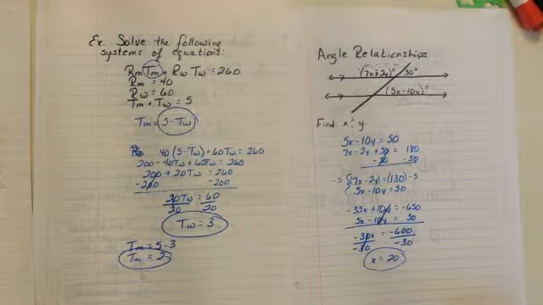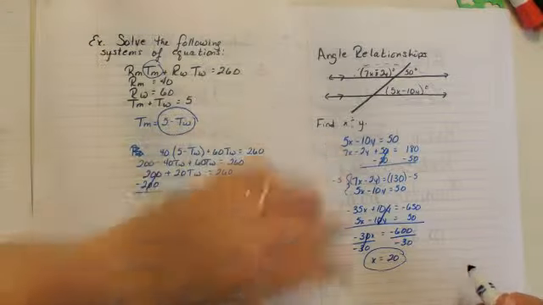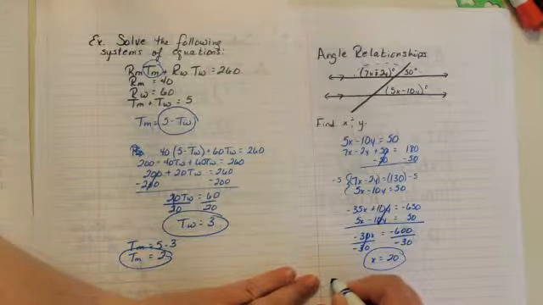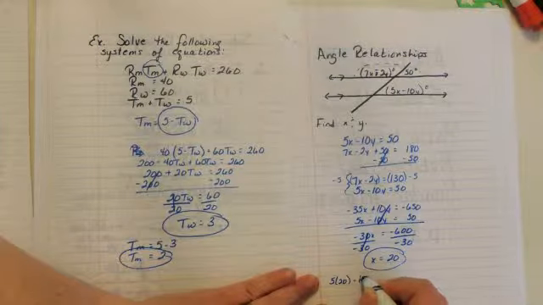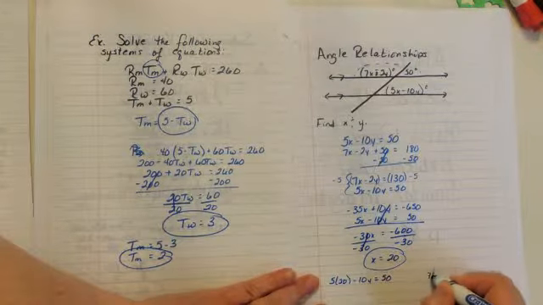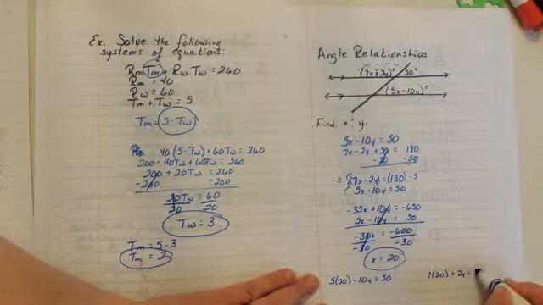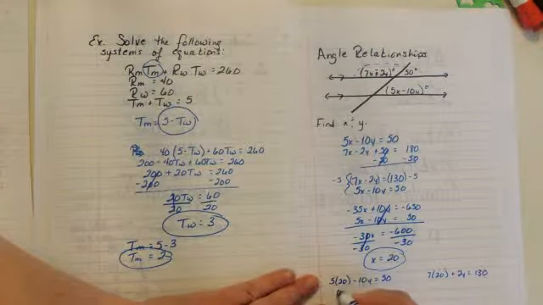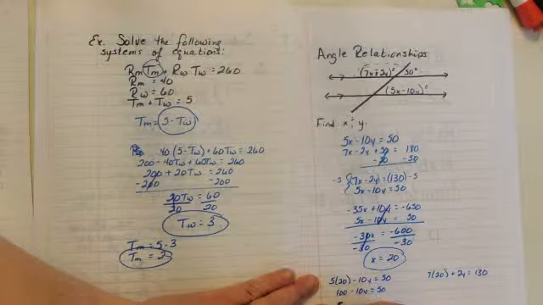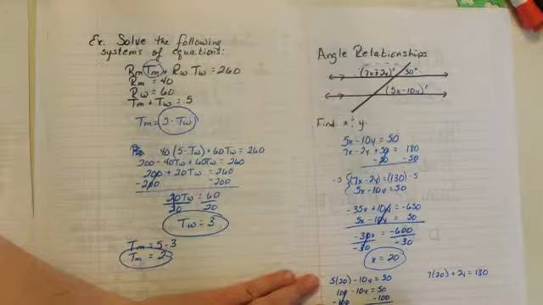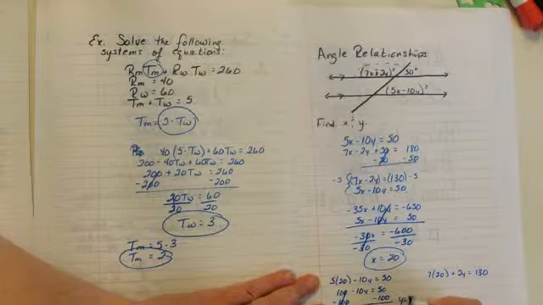Okay? If x equals 20, we can substitute the 20 into both of the equations and solve for y. So we have 5 times 20 minus 10y equals 50, and we have 7 times 20 plus 2y equals 130. Okay? So 100 minus 10y equals 50. Subtract 100 from both sides. And -10y equals -50. -50 divided by -10 is going to be y equals 5.